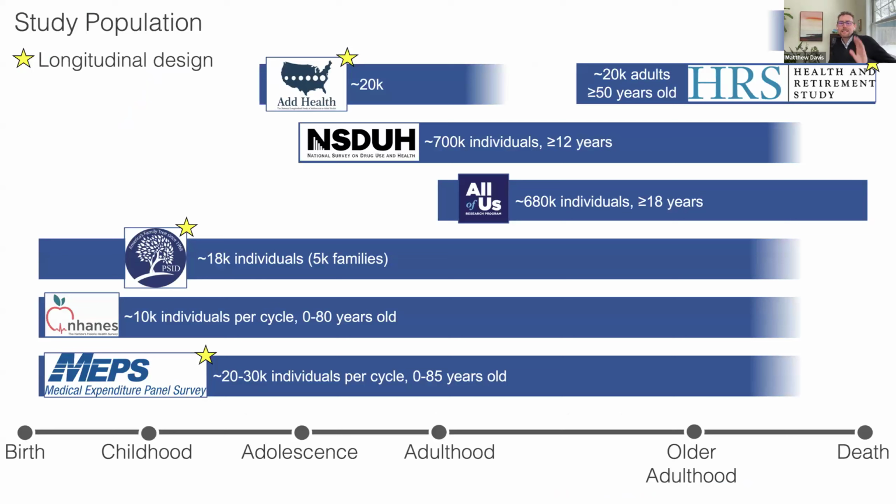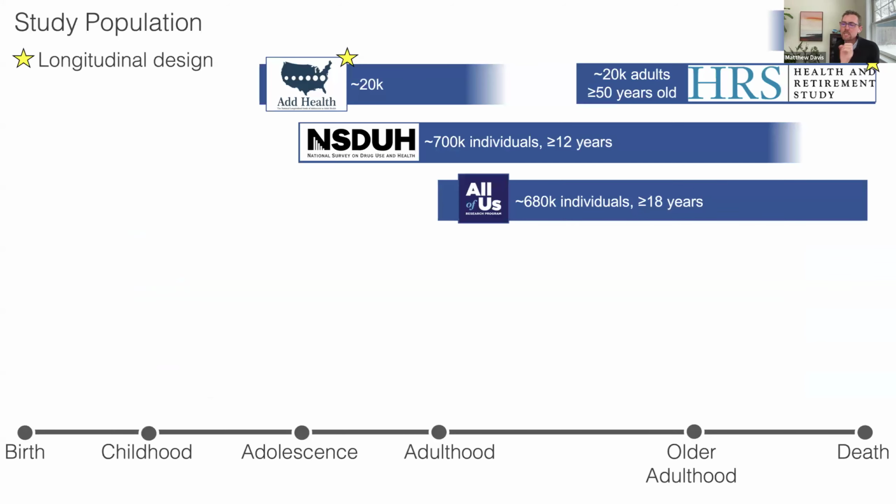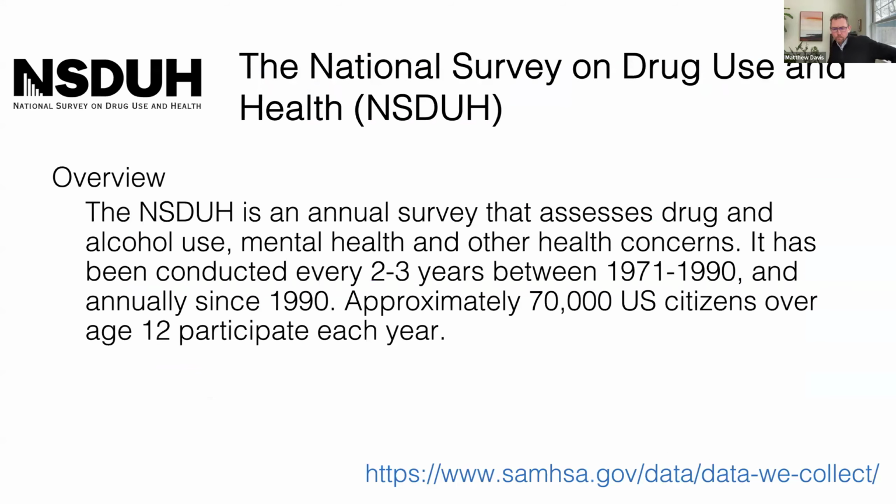Okay, I know that's super high level, a few data sets that are nationally representative and span the entire lifespan. Let's focus on a couple others now that are specific to specific categories of individuals. One really rich source of information that you might be interested in is the National Survey on Drug Use and Health. This is an annual survey that assesses drug use, mental health, and other health issues as well.